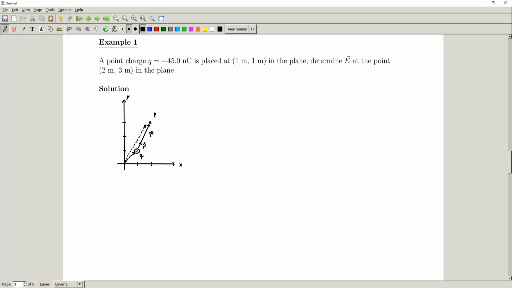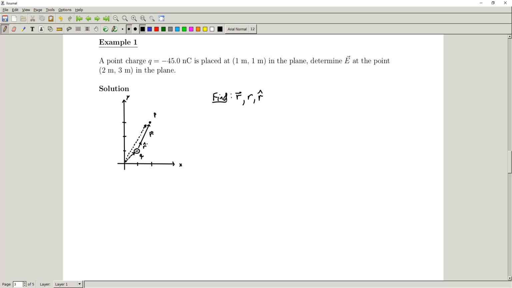R is the position vector, which connects our source point and the point we're interested in. So r connects the point Q here and the point P. The first thing we want to do is find r. We know what these points are, but we don't yet know what r is exactly. So we want to find the vector r, the magnitude r, and also r hat.